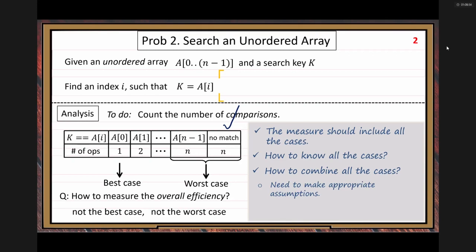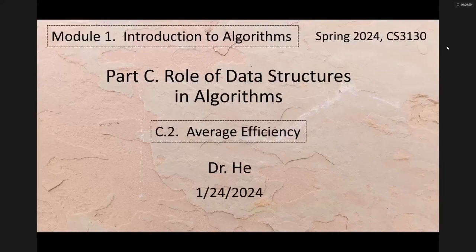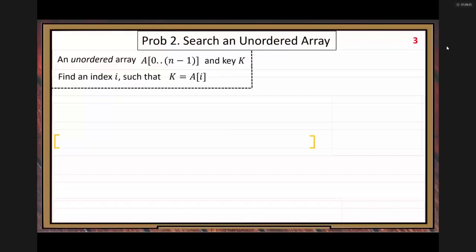In order to use some reasonable way to combine all the cases, we want to make some reasonable assumptions. So what are the assumptions? We want to make fair assumptions corresponding to real world situations. That should be what we really do in the real world. C.2, let's look at the average efficiency: how to combine all these n+1 cases.